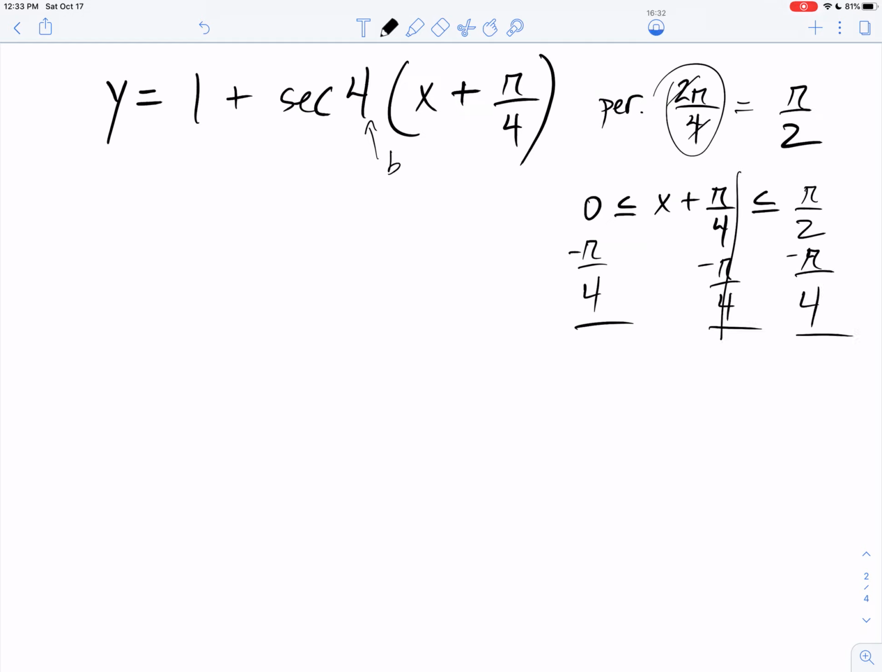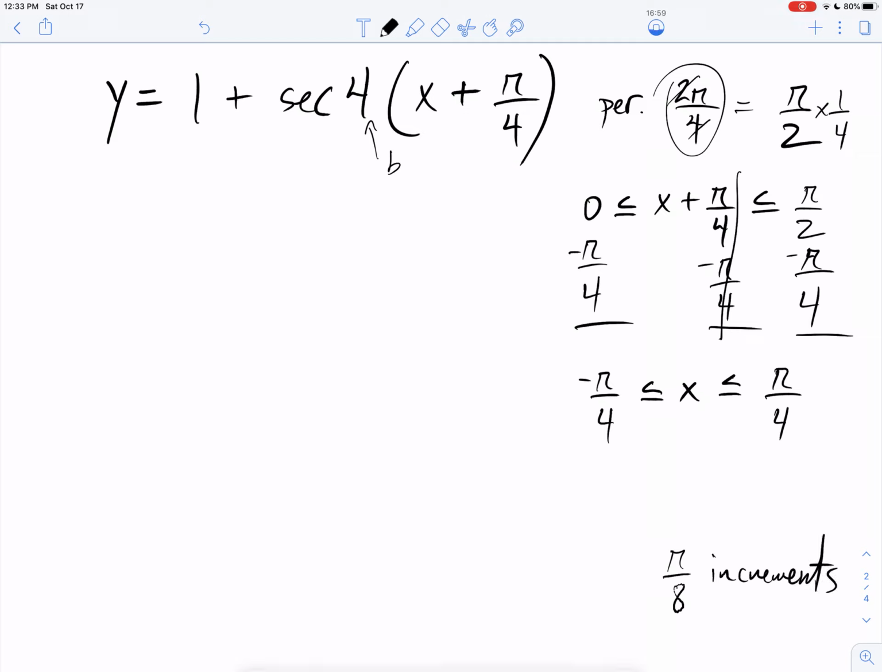So I end up with this thing starting at negative pi fourths. It stops at pi fourths. But let's see, what are my increments going to be? If I take my period times 1/4, my increments are going to be in eighths. So I have pi eighth increments. So I'm going to be counting by eighths.